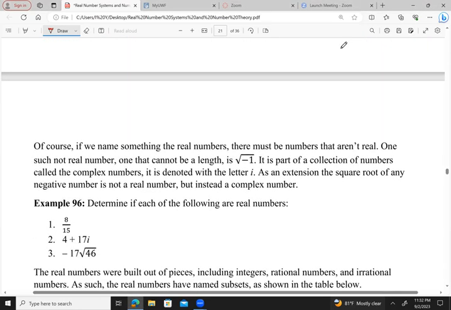Of course, if we name something the real numbers, there must be numbers that aren't real. One such not real number, one that cannot be a length, is the square root of -1. It is part of a collection of numbers called the complex numbers. It is denoted with the letter i. As an extension, the square root of any negative number is not a real number, but instead a complex number.